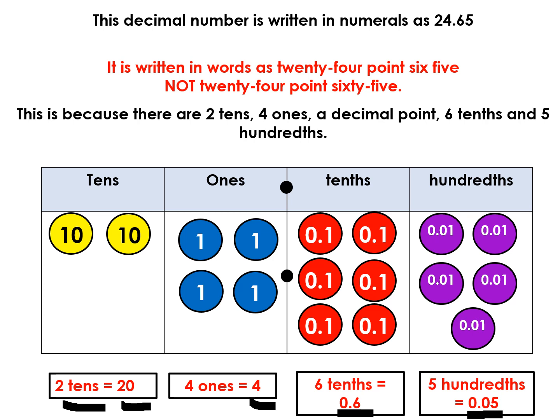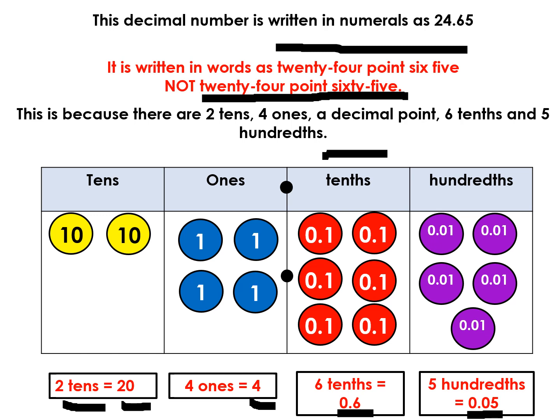Okay, it's really important that we remember when we say decimal numbers that we would write it down as 24.65. We don't say twenty-four point sixty-five. It's really important that you say each of these digits separately.